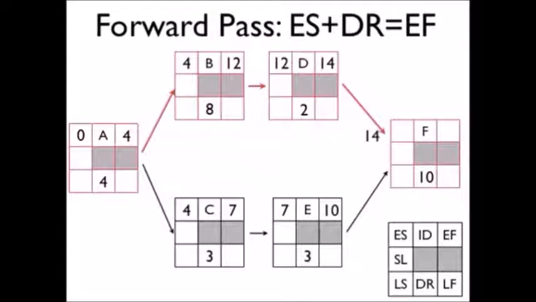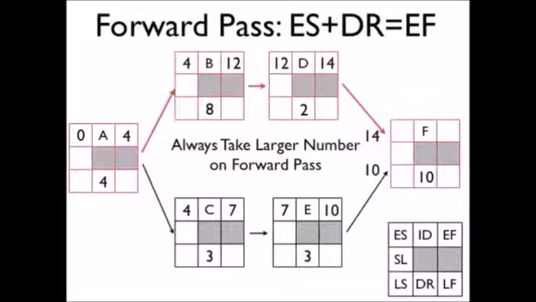But now when we get to F, since this is a merge activity, we have two values from which we can choose. We can either choose the 14 from D or the 10 from E. Well, we're really dependent on D getting done here, so we're going to take the larger value. So in the forward pass, a quick and easy thing to remember is that we always take the larger number on the forward pass. So 14 plus 10 is 24.